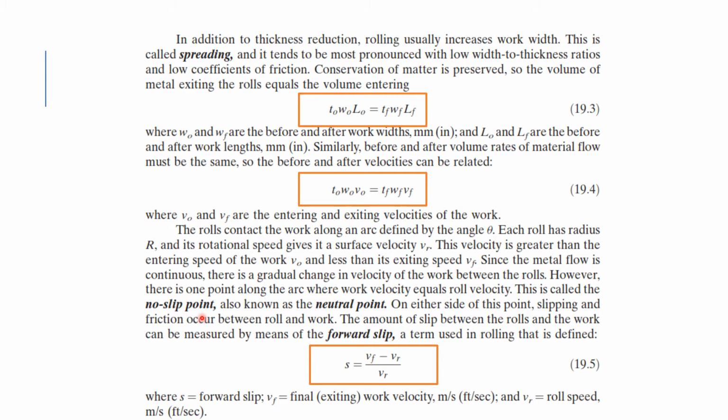Other than that, the no slip point, or we call it the neutral point, is where the amount of slip between the roll and the work can be measured using the forward slip. The equation for the forward slip is given by S equal to V final minus V of the roller, over V of the roller, VR.